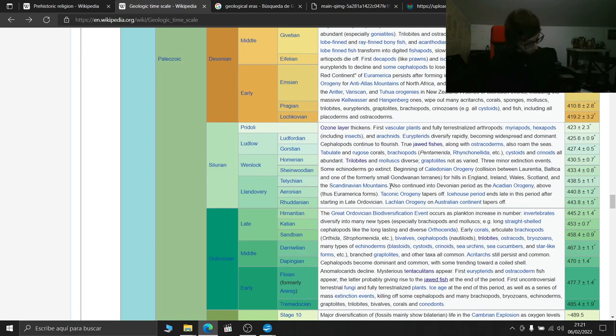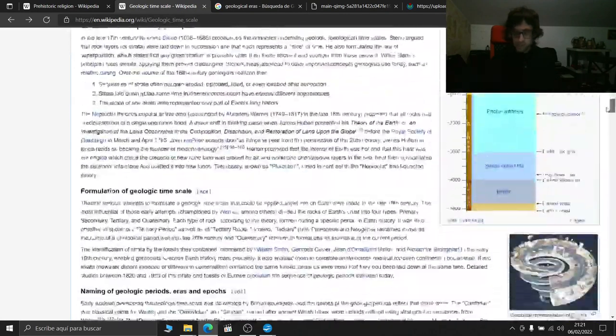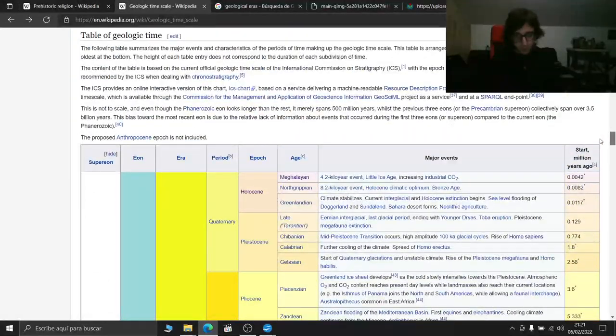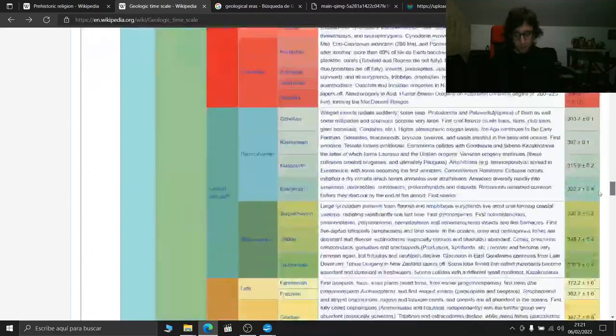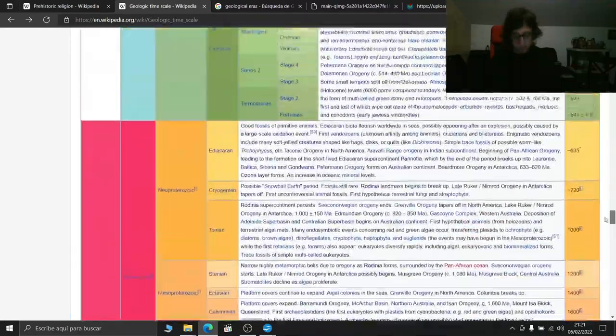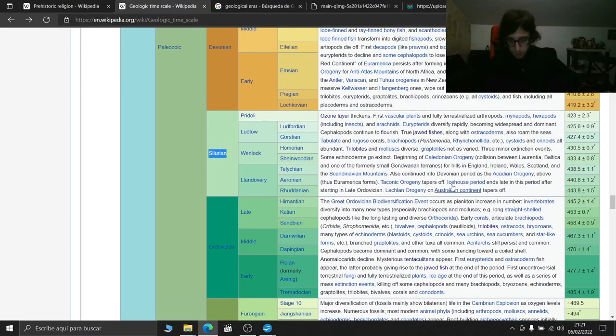Okay, let's continue to the Silurian. Silurian era, I think. No, Silurian period. I still get a bit confused about this. It is when the first animals with aerial breathing appear. Aerial breathing means animals who can breathe outside water.